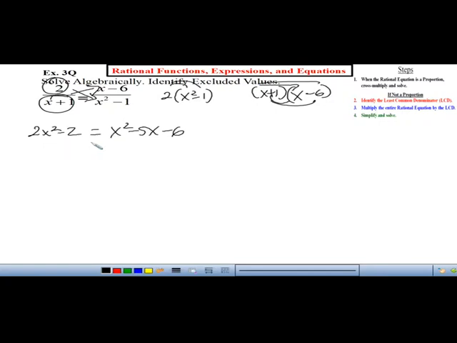Close. We're still not done. Since this one is a proportion, we don't do these two steps. That's why I wanted to get to this one. We go from here to make it equal to 0, then simplify and solve. What do we do? Get all these to the other side. So minus 2x squared plus 2, minus 2x squared plus 2. This is 0 equals negative x squared minus 5x minus 4.